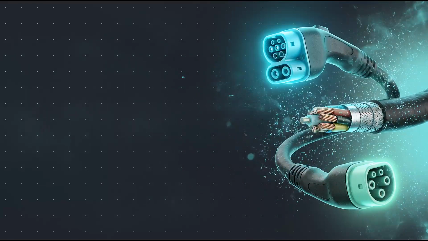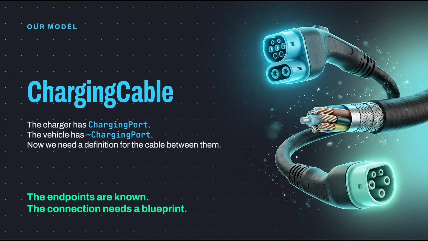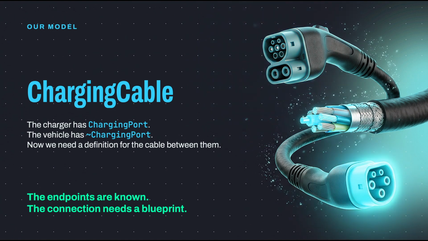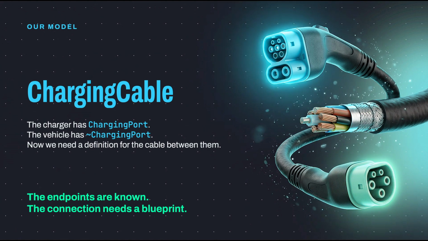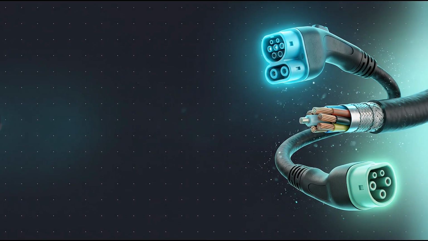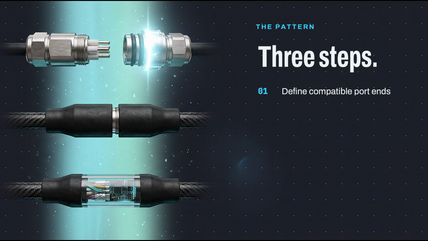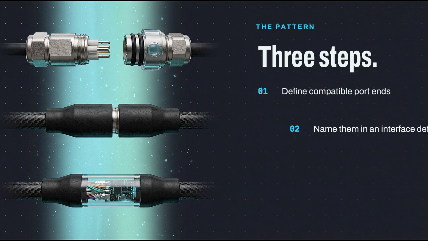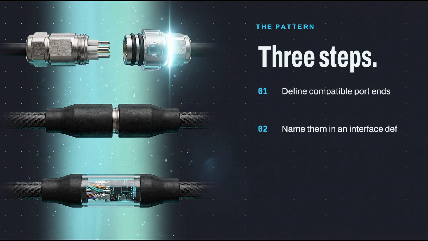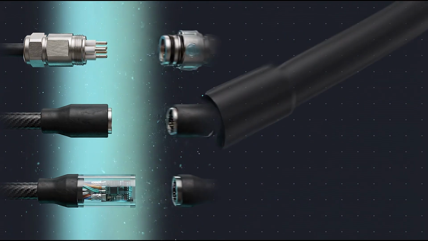For our charging example, the endpoints are already known. The charger has a normal charging port, and the vehicle has the conjugated tilde charging port. Now we need a blueprint for the cable or protocol that connects them. The basic pattern is, first, define the compatible port ends. Then, define an interface def that names those ends. Finally, add any attribute or structure that belongs to the connection itself.